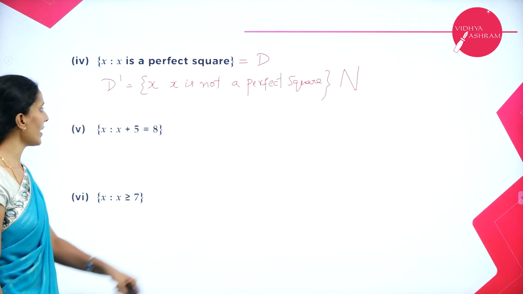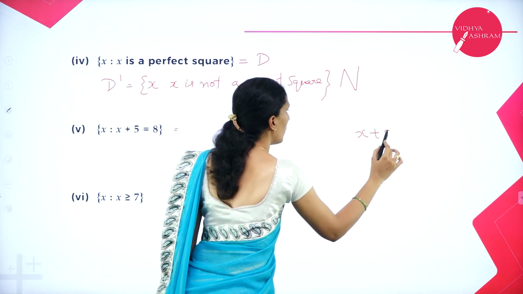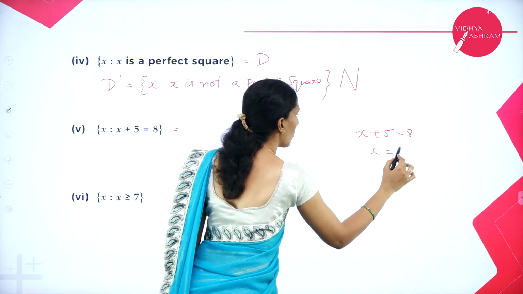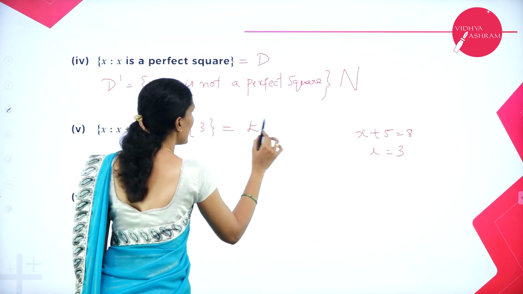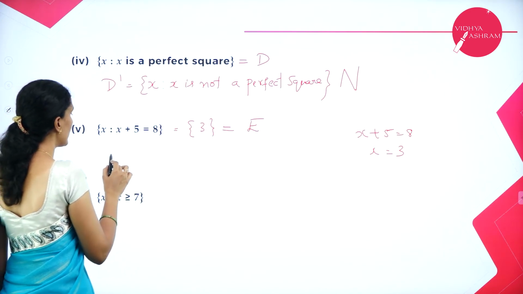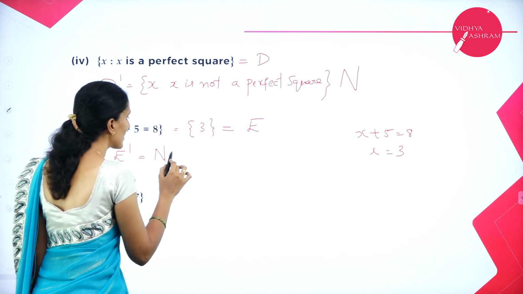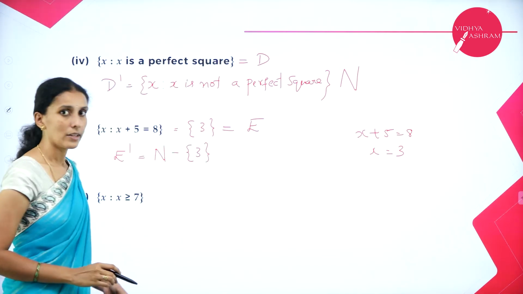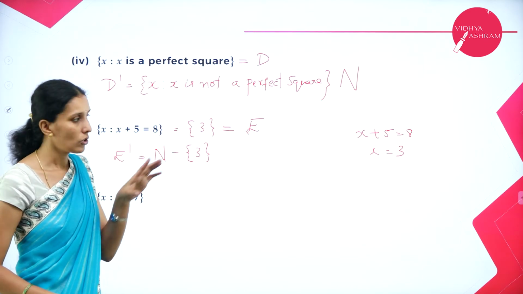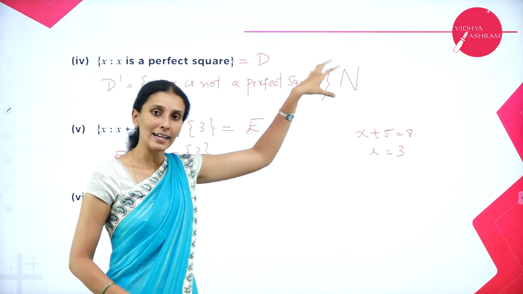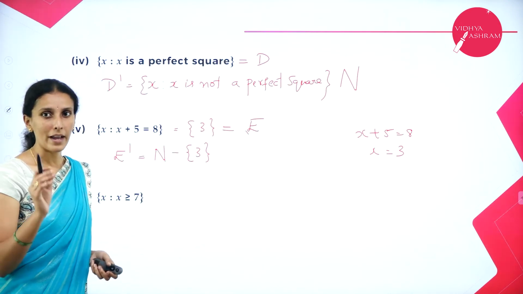Next we have X plus 5 is equal to 8. If you solve it, you have X plus 5 is equal to 8, so X is equal to 3. So here this is the set {3}. If you take this as set E, then E dash contains all the natural numbers except 3. So this will be your complement. Why? Because E contains 3, so E dash should not contain 3. Therefore it can take all the natural numbers from the universal set, but it cannot take 3. So I can write it as N minus {3}.